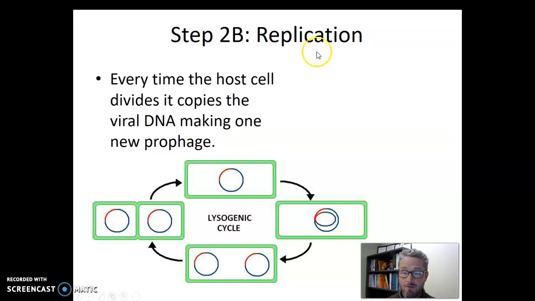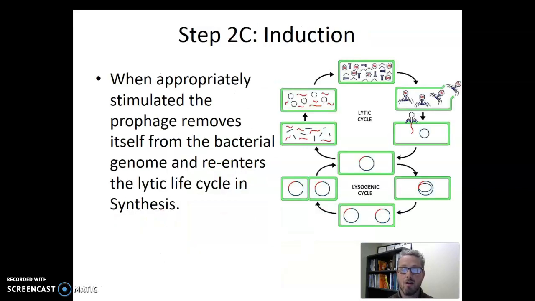That will go on for an indeterminate amount of time. It depends on the virus. It depends on the conditions that the host cell is growing in. But at some point in the future, we'll progress to step 2C, induction. Induction happens when some appropriate stimulus causes the prophage to remove itself from the bacterial genome and re-enter the lytic life cycle.